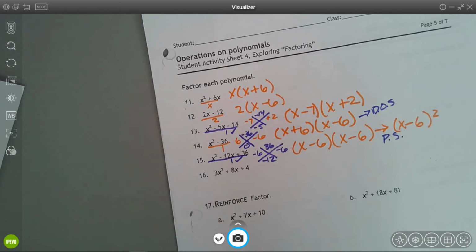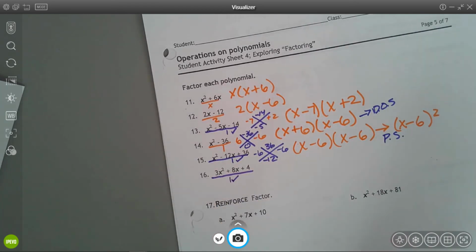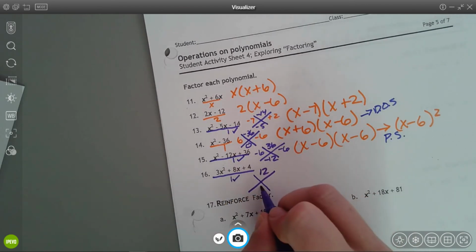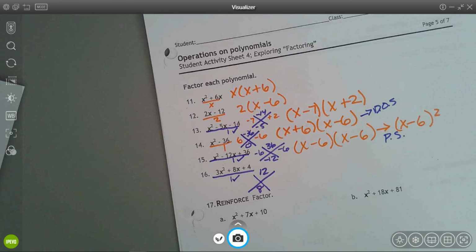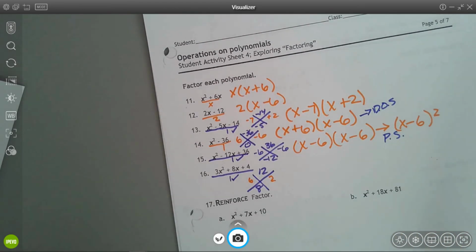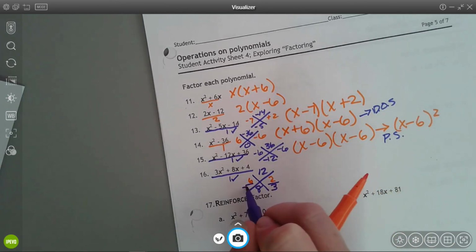And then lastly, down here, number 16, check it over. 1, done. Make my propeller. 3 times 4 is 12. That adds to 8. My 2 numbers that multiply to 12 but add up to 8, that's going to be positive 6 and positive 2. Divide by A.